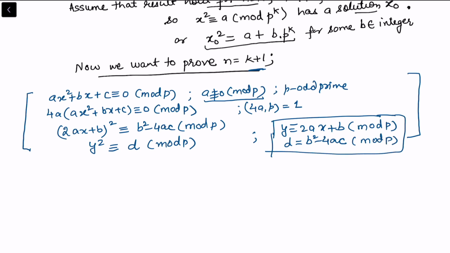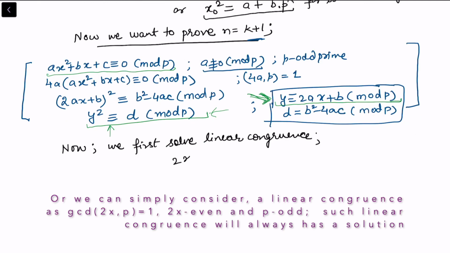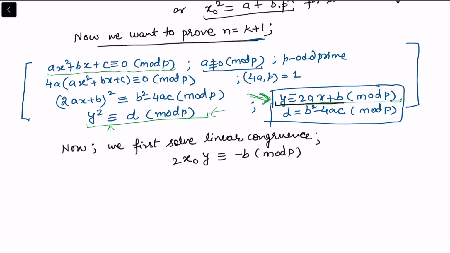Now you notice here that this quantity is a linear congruence which is associated with this quadratic congruence. We are trying to solve a quadratic congruence of this type, and in order to solve it, we always want to construct a linear congruence, so that from here we can come back to the solution of the main quadratic equation. So following this construction step, we first solve the linear congruence of the type 2x naught y congruent to minus b modulo p. We can compare it from here.